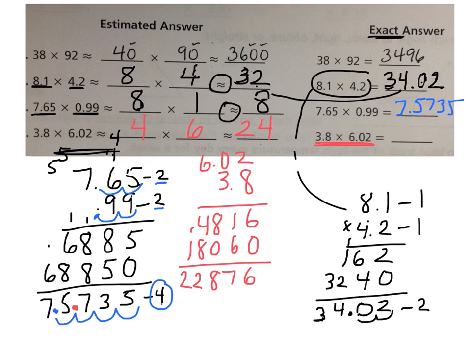I got 22,876. I went over 2 decimal points and 1 decimal point. So in my answer, I need to go over 3. So I go over 1, 2, 3, and my decimal point is here. I'll write my answer in, and I'll look and I'll say, all right, is 24 and 22 pretty close together? Yep, so my decimal point must be in the right spot.